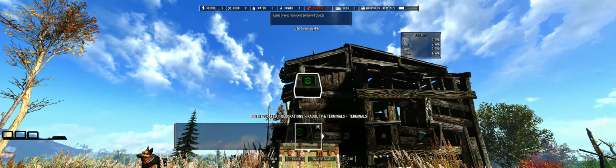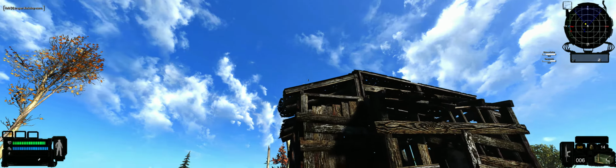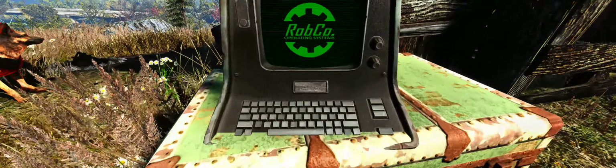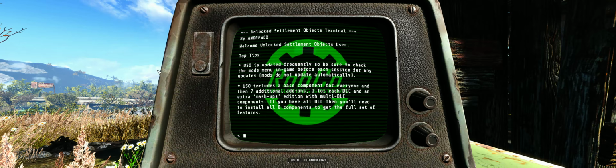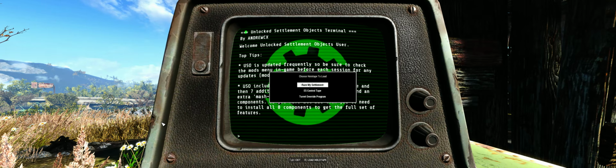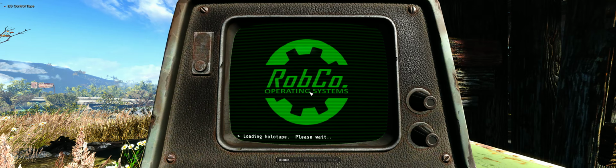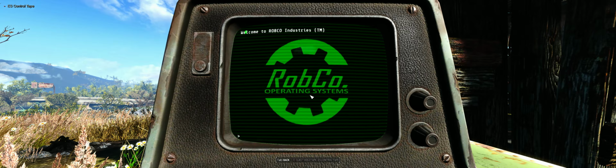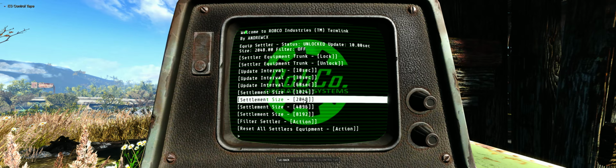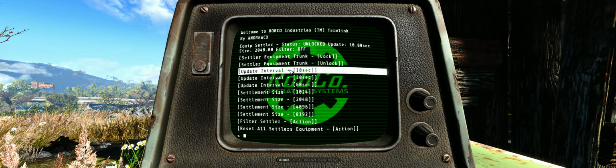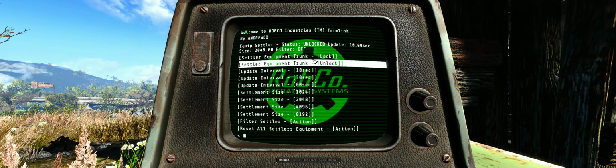Yeah, I have no idea what they're talking about. All right, so let's go up here. Let's go ahead and get our terminal. Let's add our tape. I want to load holotape. We're going to load the ES control tape. Okay, let's get it loaded. And then let's do a filter. Let's leave the filter off for now.